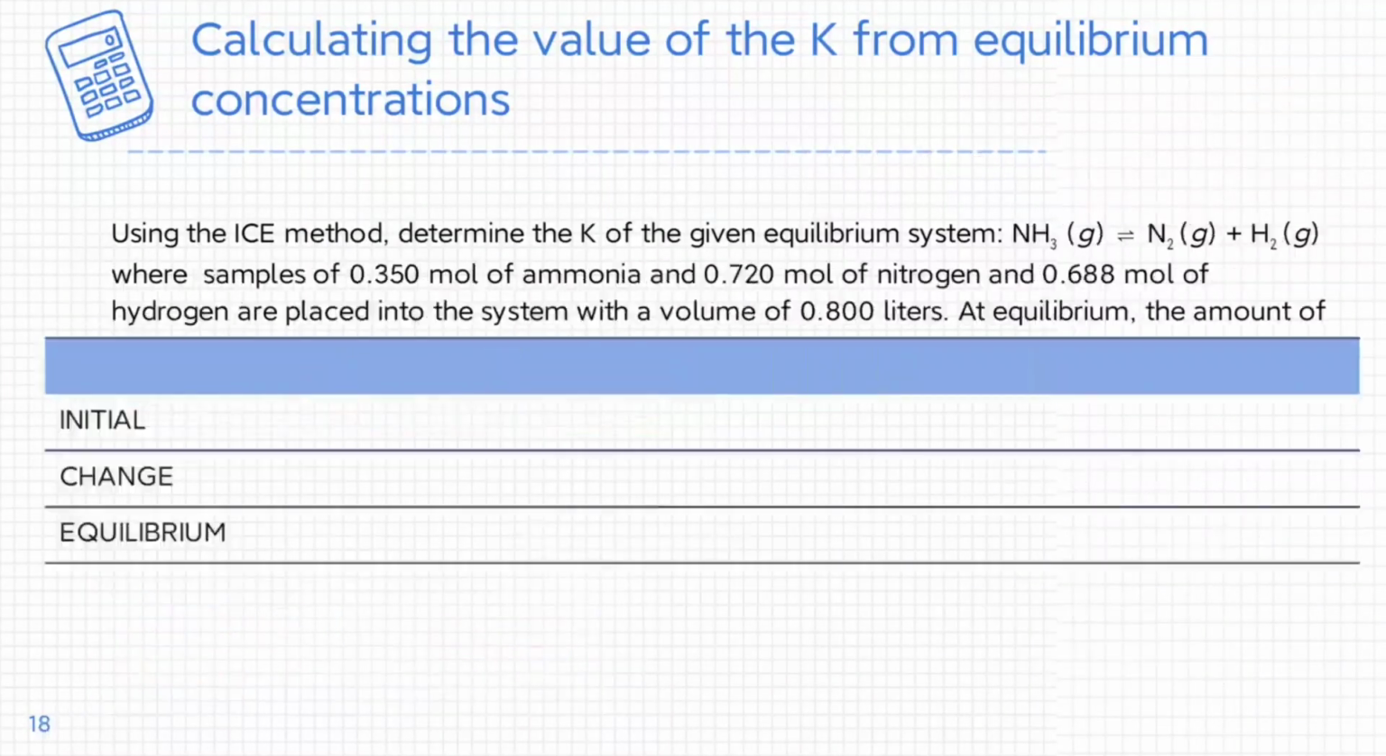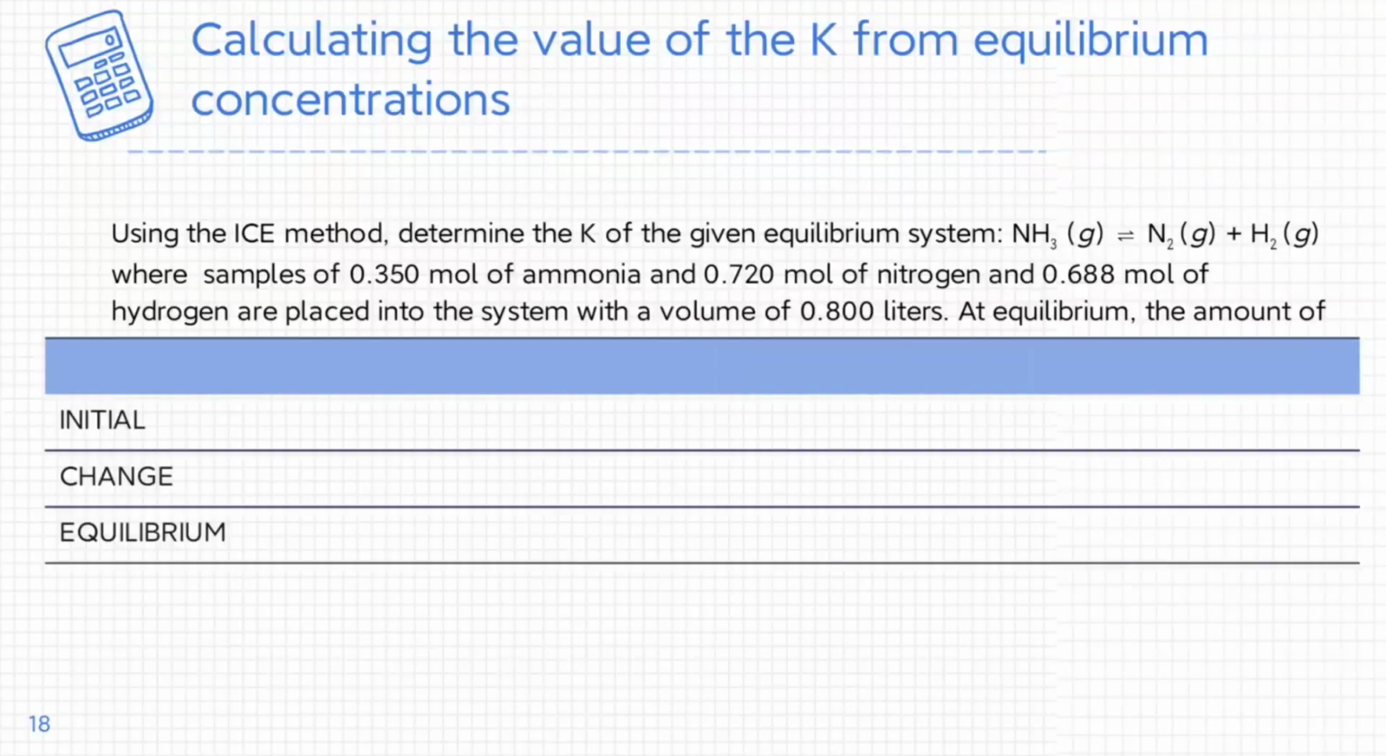Okay? Okay, now let's try to compute this one. You can pause the video to practice on your own. Tapos, you try to compute this problem by yourself. Okay? Okay. So, now let's proceed. So, ayan, ito tayo. Using the ICE method, determine the equilibrium constant of the given equilibrium system. Ammonia, reversible reaction into a nitrogen gas and hydrogen gas.